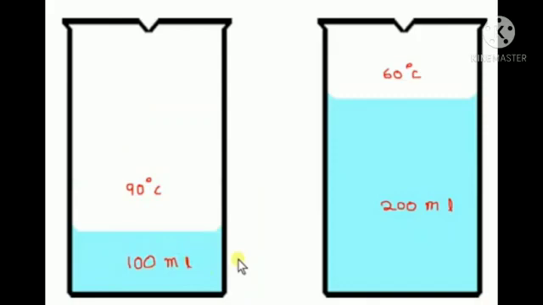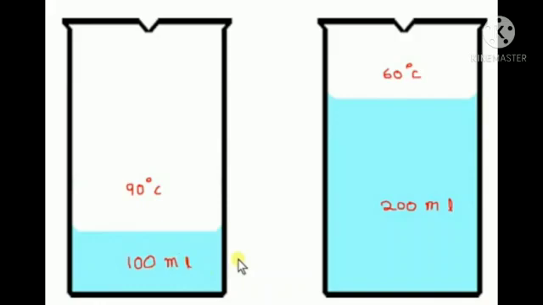Right. Now situation 3. Take two beakers. Take 100 ml of water at 90 degrees Celsius in one beaker labeled A, and 200 ml of water at 60 degrees Celsius in the other beaker labeled B. Now take a large beaker and mix the water from these two beakers in it. Now here we have one question: what is the temperature of the mixture? Let us find out.